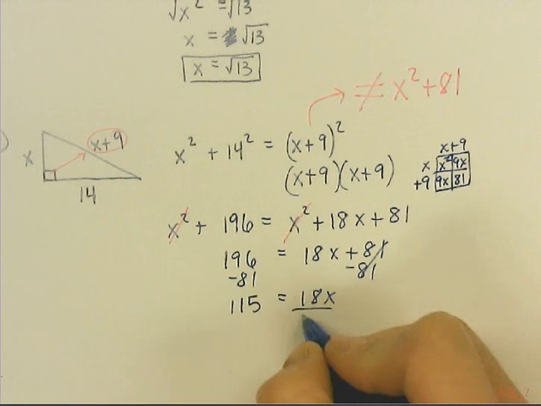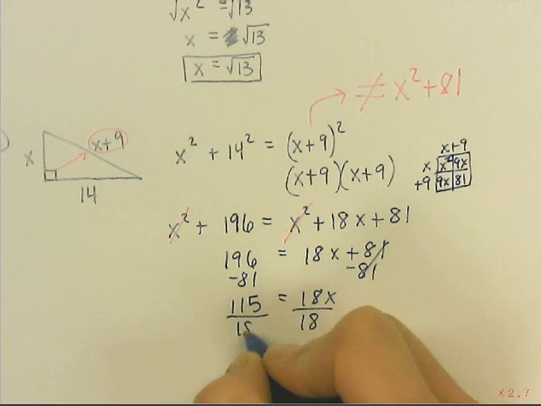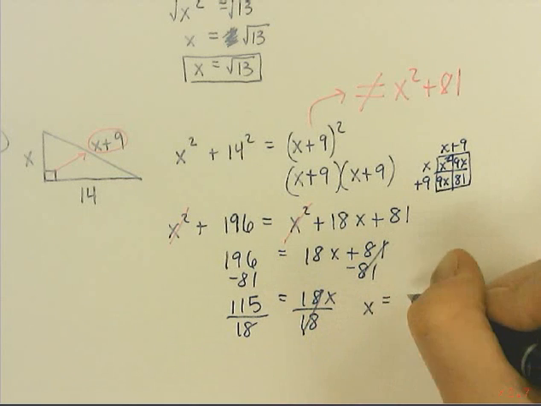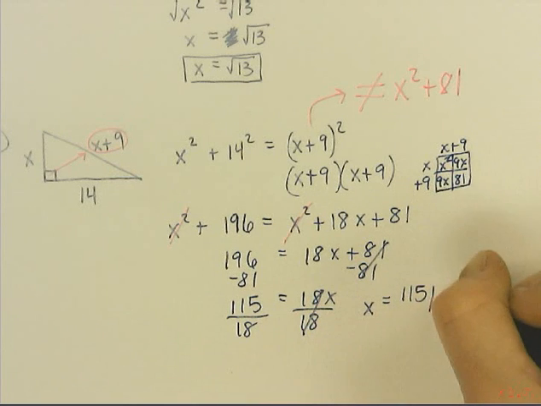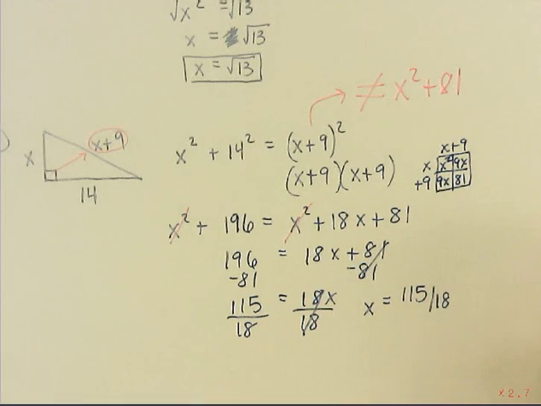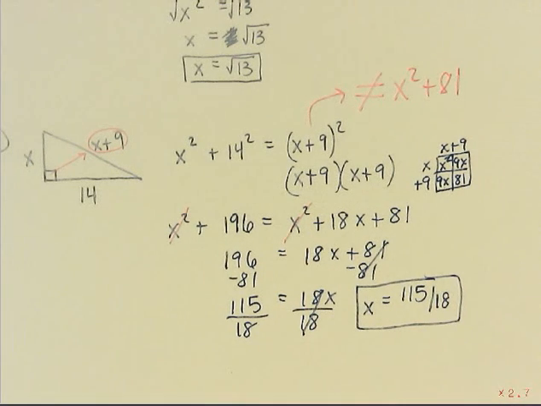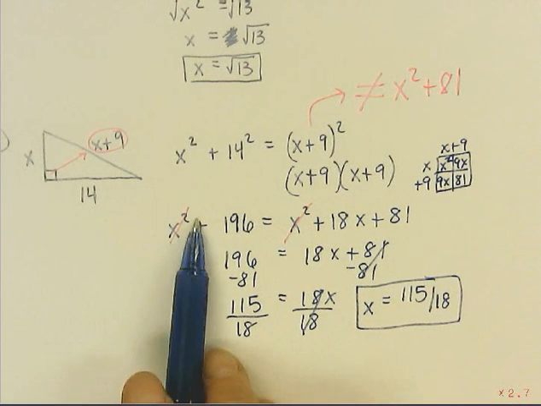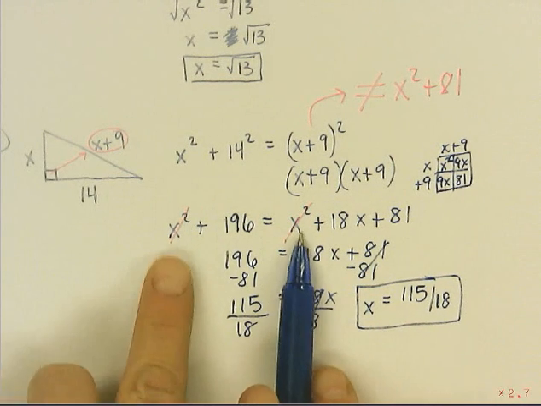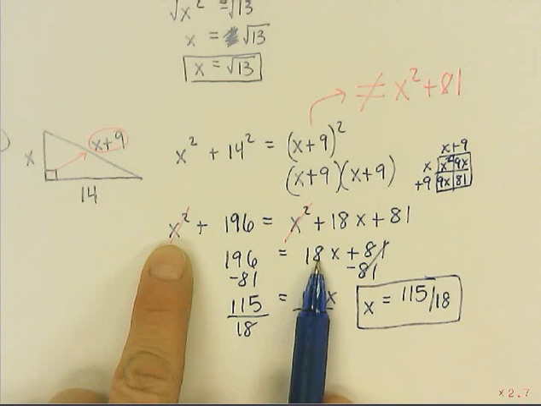Divide by 18, it's some ugly decimal. So we can just leave our answer as 115 over 18. That is completely fine. Or you can compute that into a decimal. Okay. Now the only difference with today's lesson is this is an Integrated 1 type problem because these x squareds nicely canceled. And so you had what was a linear type of an equation.